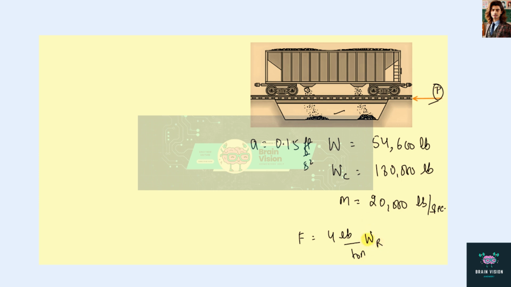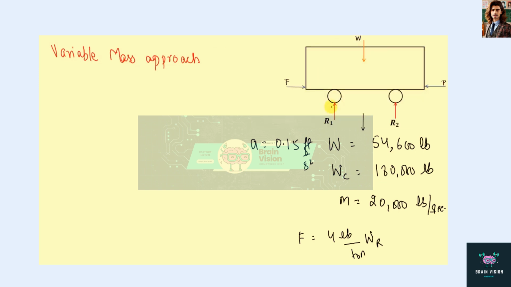So this is WR. Now to solve this problem we'll be using the variable mass approach, and we're going to first make the free body diagram of the car. So this is our free body diagram and this one is x direction.